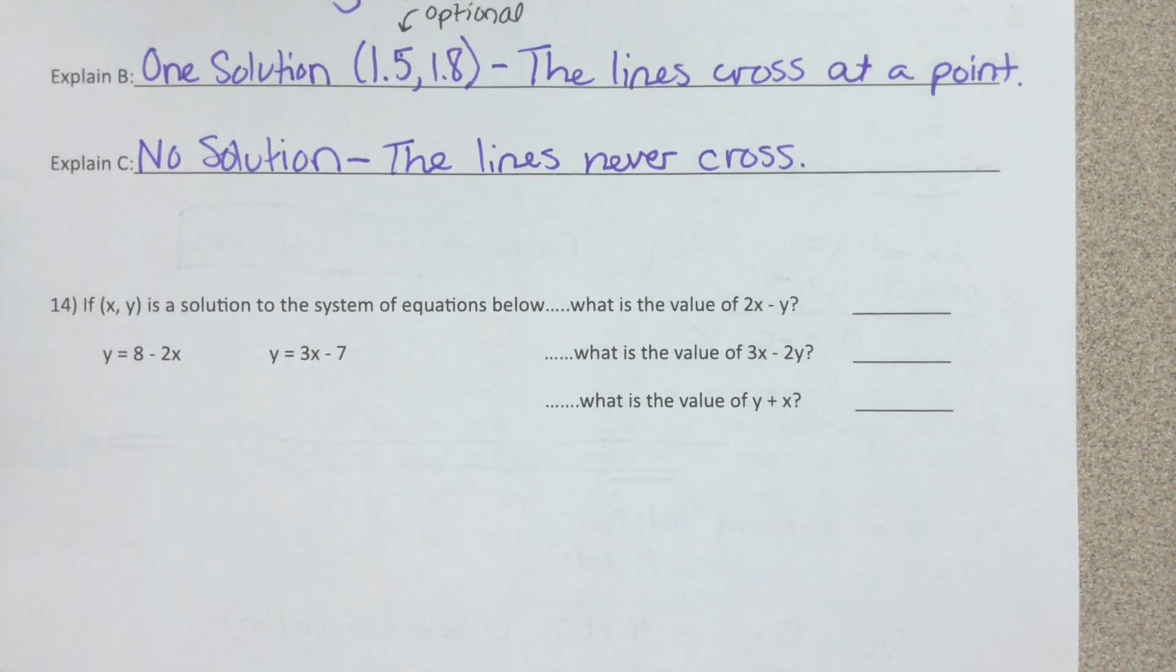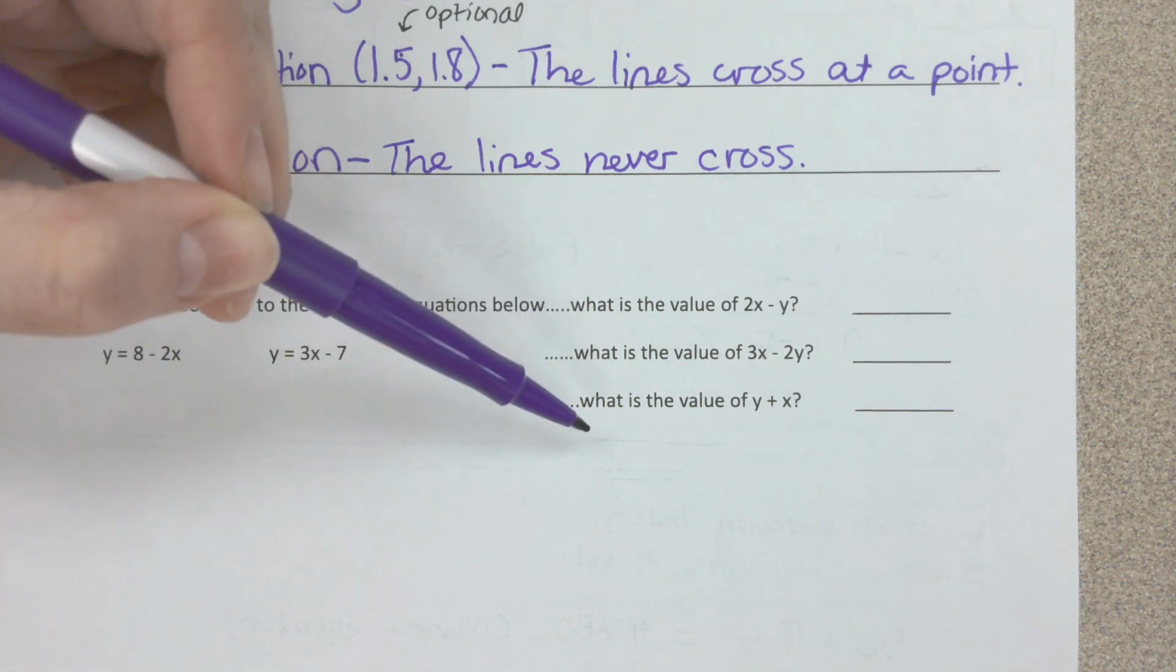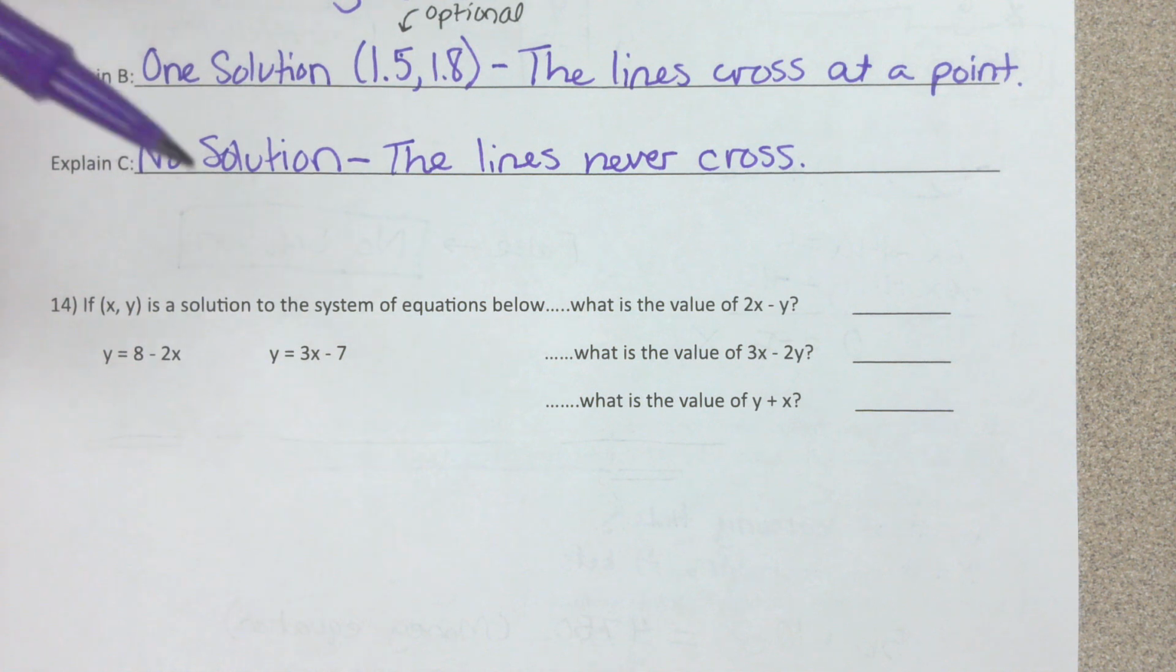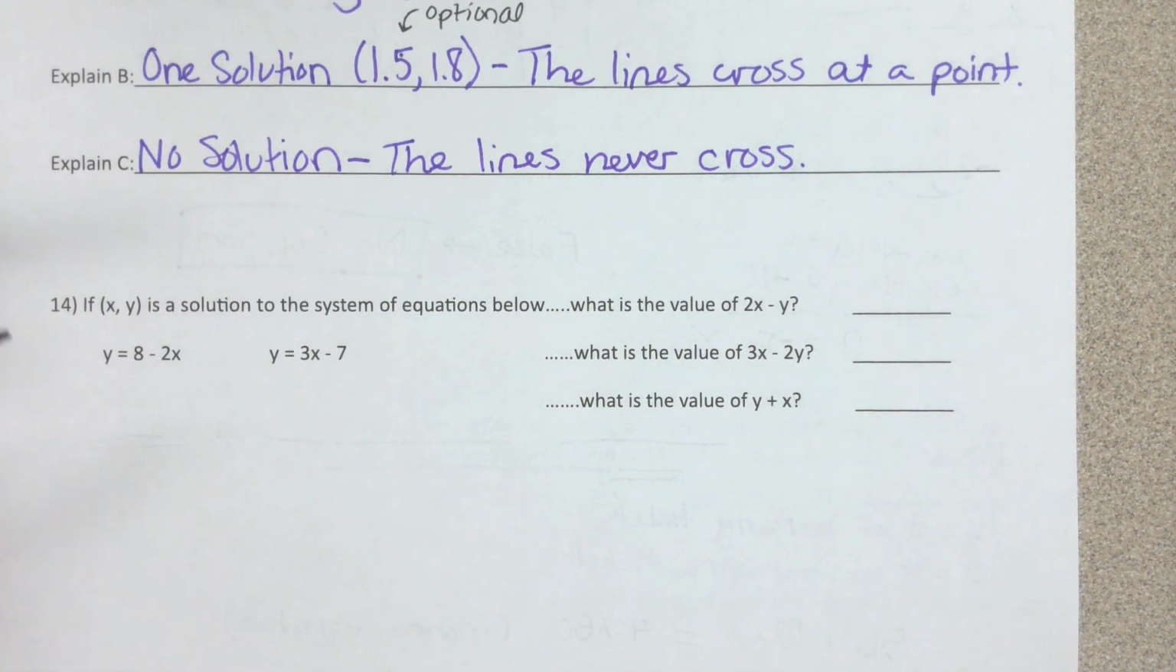All right, number 14. If xy is a solution to the system of equations below, we have 3 questions to answer. So let's back up here. This right here is a system of equations. We've got 2 equations. They're just not stacked on top of each other like we're used to seeing them. So that might make it a tad more difficult. So there's that. But they're saying if xy is a solution, we need to find what x and y are.